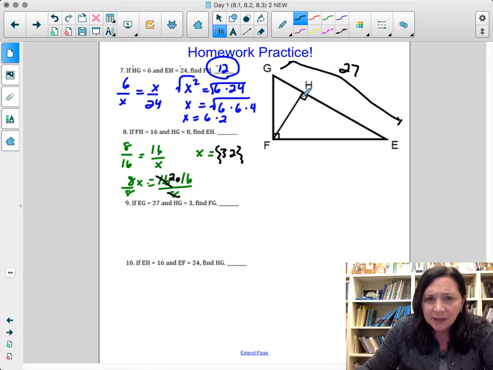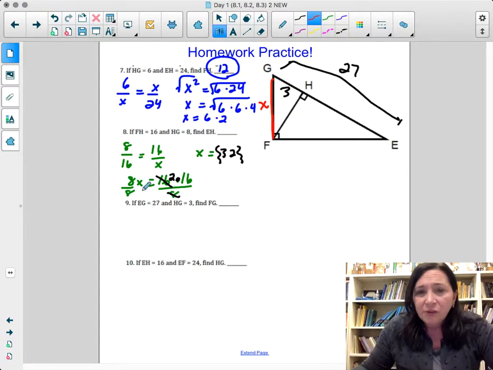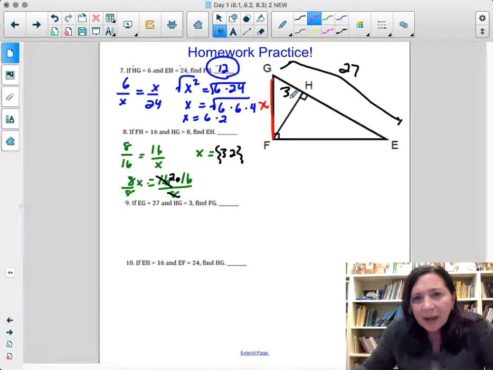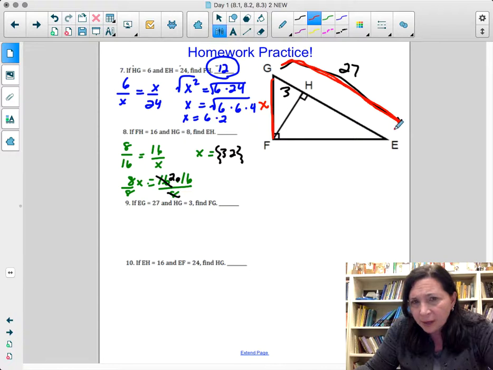HG, that's this length here, is 3. Your job is to find FG. So your job is to find this value right here. So unknown. So cool. Let's do that. It looks like I have a hypotenuse. See my hypotenuse to my big triangle. That's the hypotenuse to the big triangle.